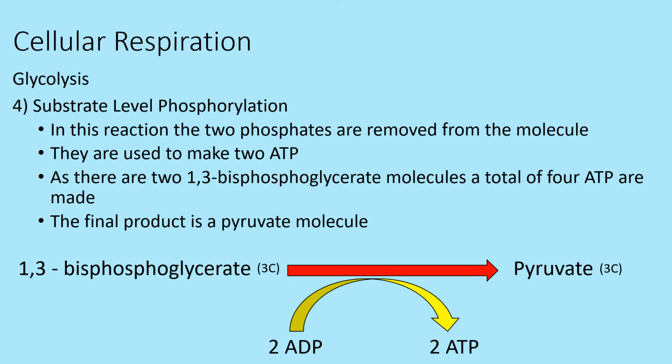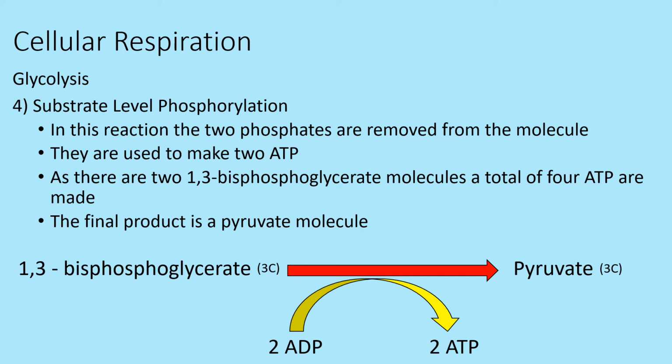The final part is substrate level phosphorylation. This is literally the reaction that creates ATP at this level. Now there are 2 phosphates on our carbon compound, and so this allows us to make 2 ATP from that compound. So it uses 2 ADP and takes the phosphates from our 1,3-bisphosphoglycerate to form 2 new ATP.